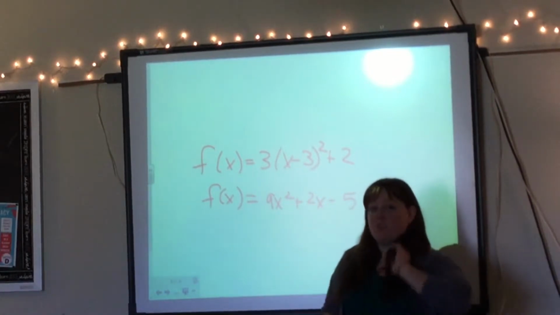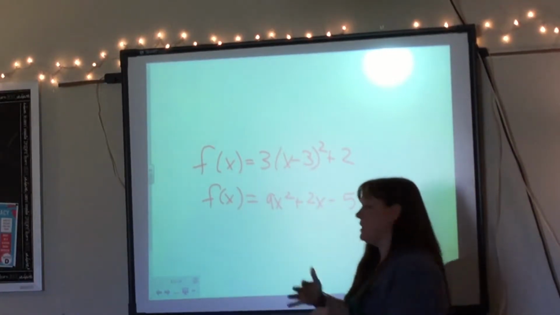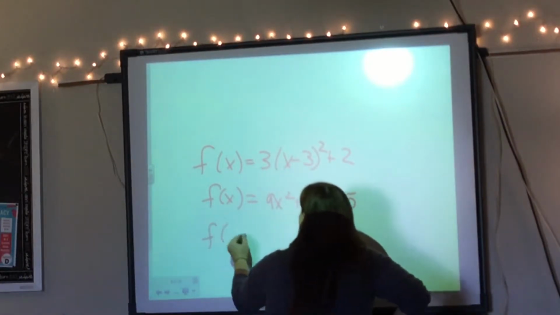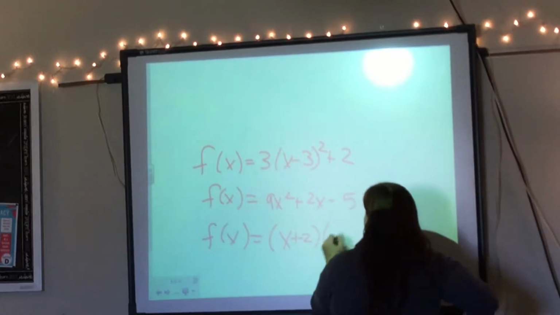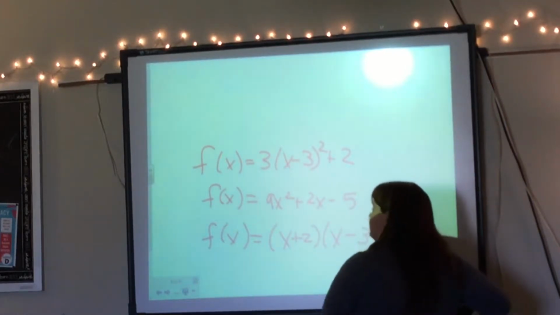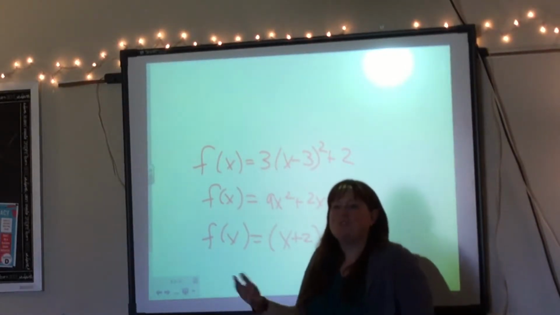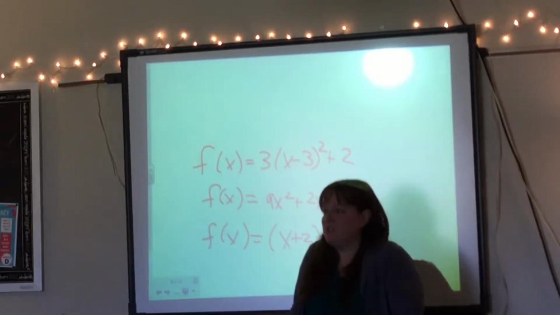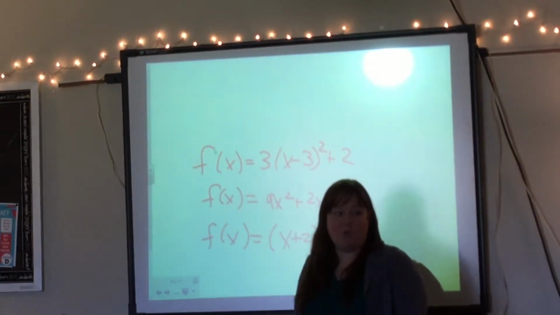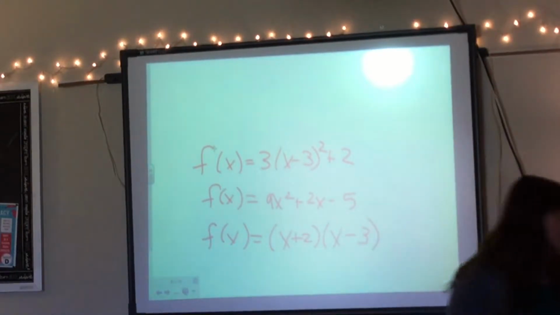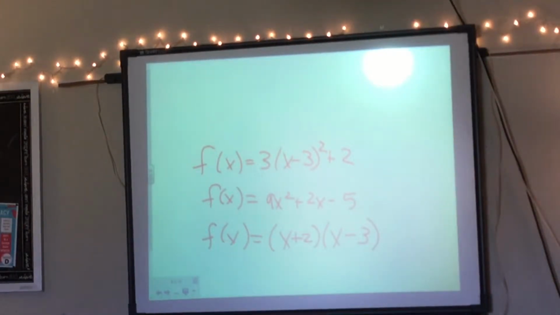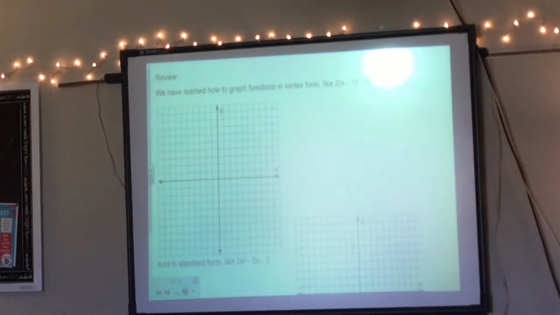We're going to learn about the third one. Remember, we did our foldable. This is intercept form, and it looks something like this, which is just what we did, right? We just factored. We know how to factor now. So we're just going to learn how to graph things from intercept form and things like that. So let's start by reminding ourselves how to graph in different forms.